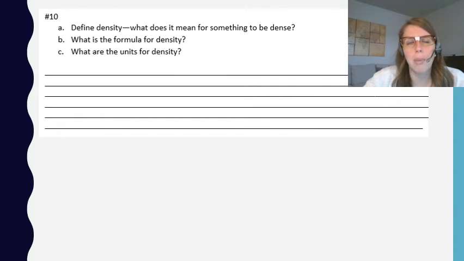All right, I got to keep my glasses on for this one. Number 10, define density. What does it mean for something to be dense?